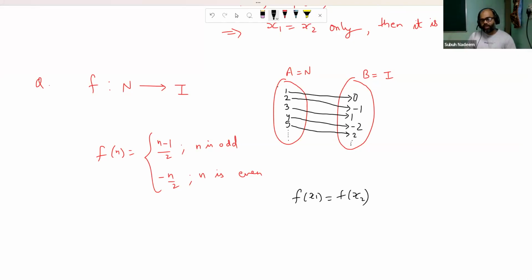So based on this pattern, we see that it is 1-1, because for every image, there is a unique pre-image. It is not like two different pre-images are giving the same image. It is not coinciding like this. So this is not the situation. So we can say that this is 1-1.